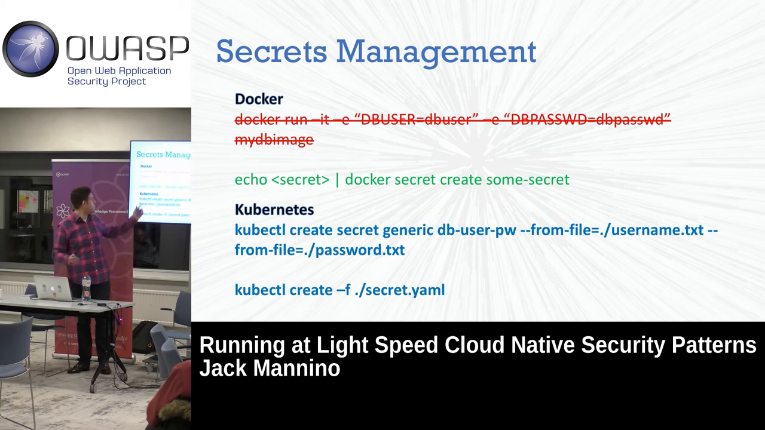Docker does have a first-class secrets management API. Kubernetes has a secrets management API as well. You can pump that in through text files, you can pump in commands, or you can use YAML for that. This is a better way to do it than storing it in plain text somewhere, because people do that with shell scripts, right? They'll put credentials in them. But this is a better way to do secrets management.